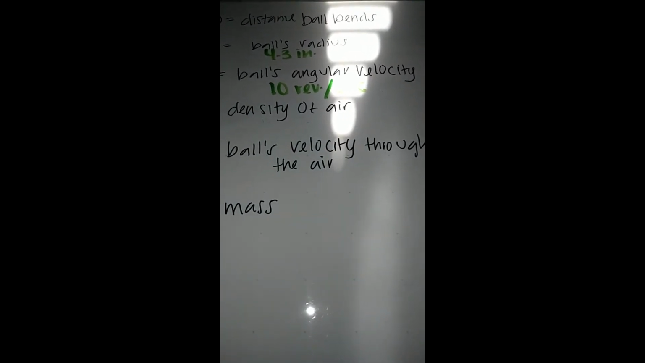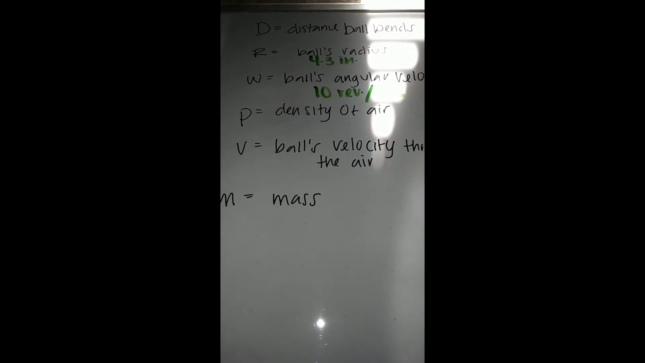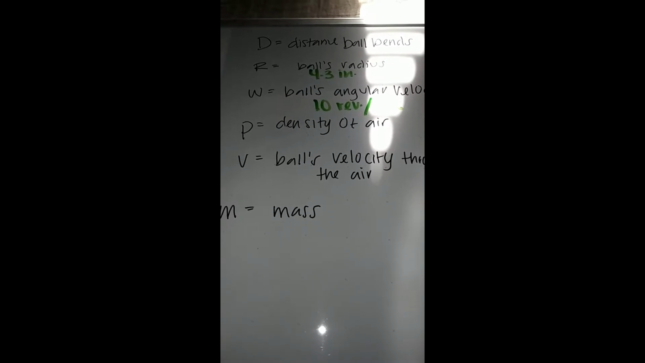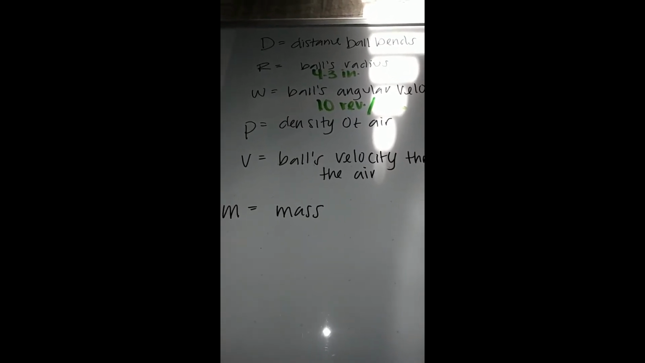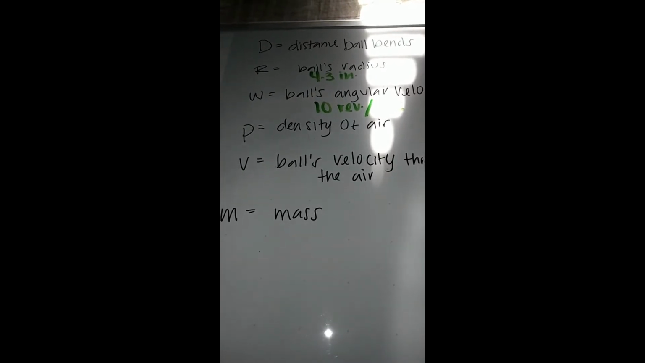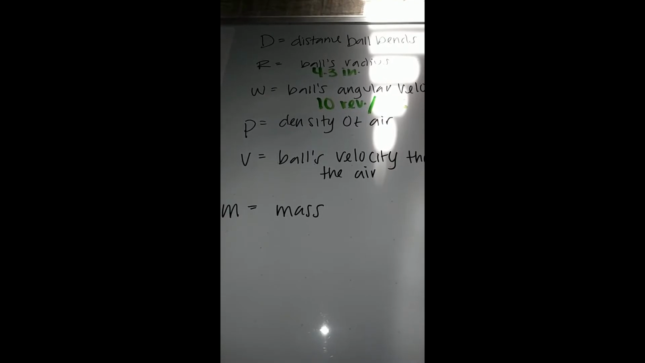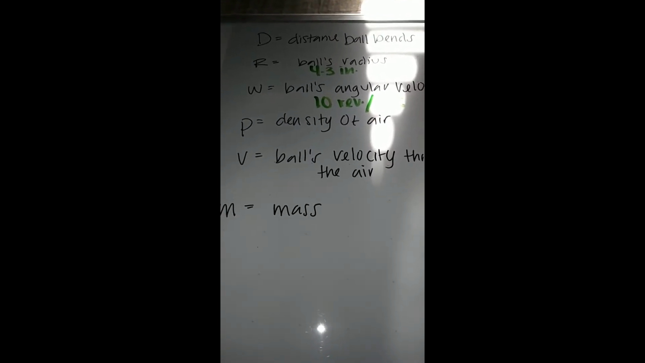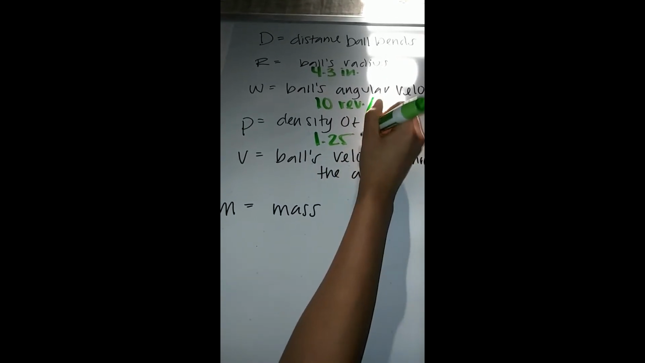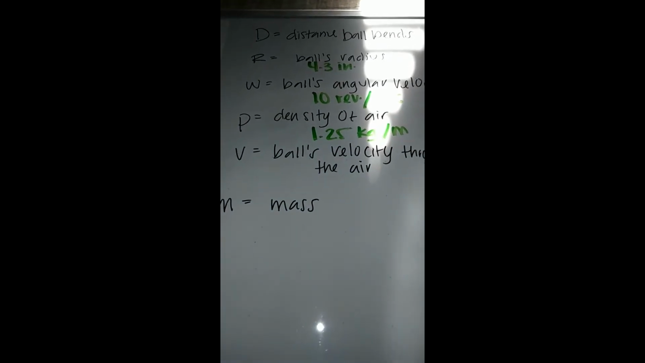To find p, or the density of the air, I know that the game took place at Matmut Stadium, Gerland, in Lyon, France, in the Rhone-Alpes mountain range. The density of the air depends on altitude and temperature of location. Therefore, I know that the density of the air of the location of the game is 1.25 kilograms per meter.